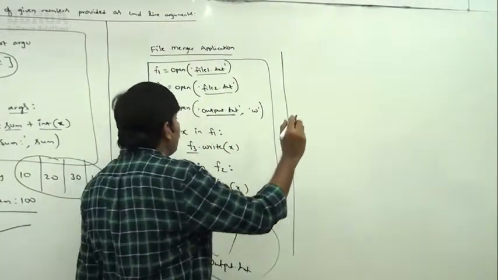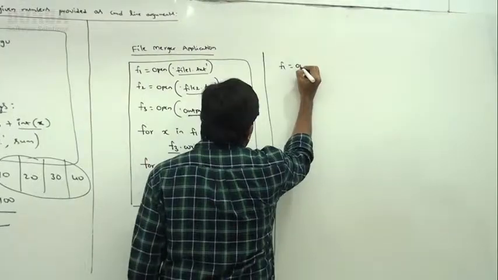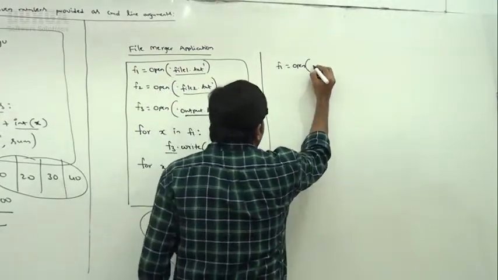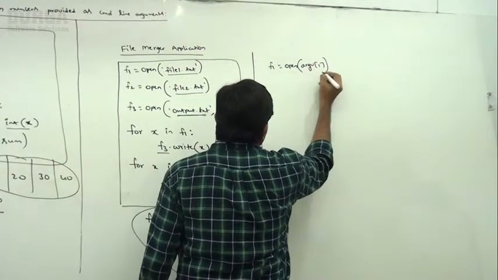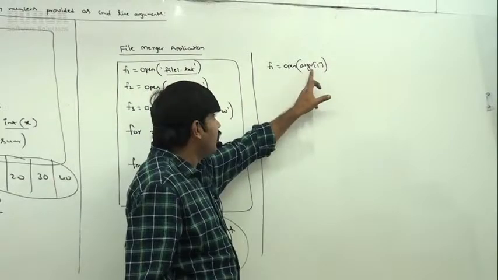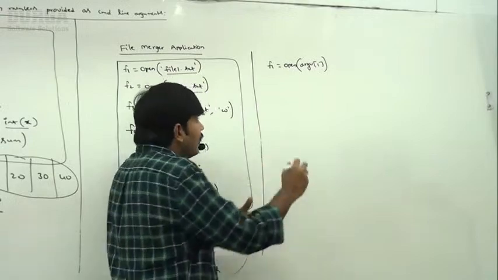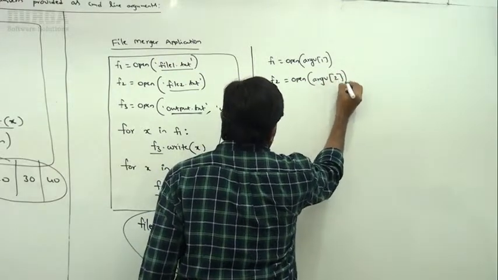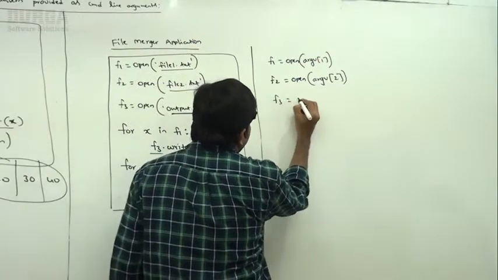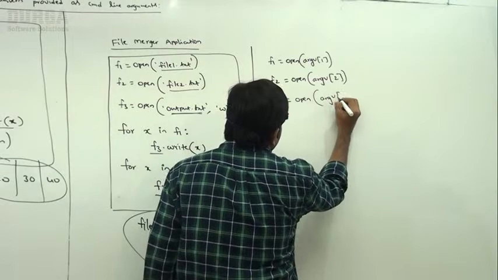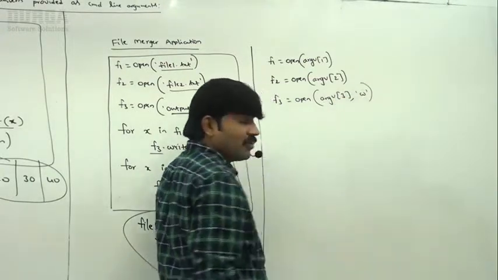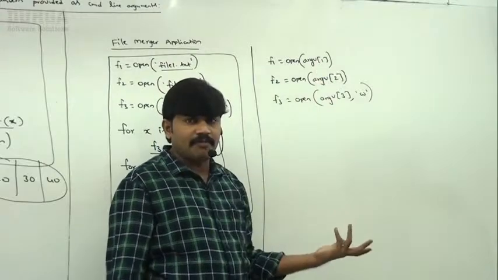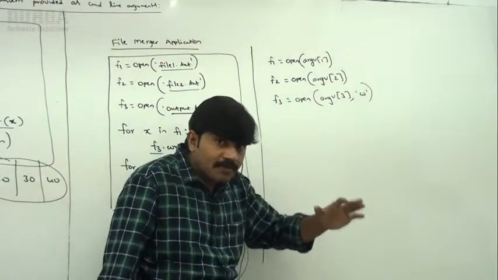Observe very carefully. Here, F1 is equal to open of argv[1]. I will pass the first input file as a command line argument. Whatever file name you pass from the command line, it is going to be the first file. Similarly, F2 is equal to open of argv[2]. Next, F3 is equal to open of argv[3] comma W. So observe carefully, I'm not hard coding file names. I will pass file names from the command prompt, and I'm using those dynamically provided file names.